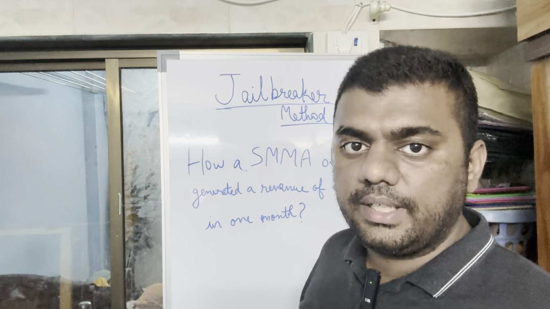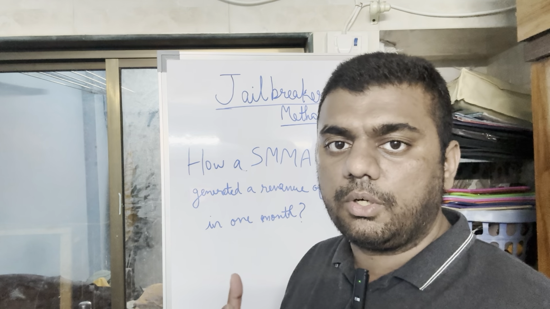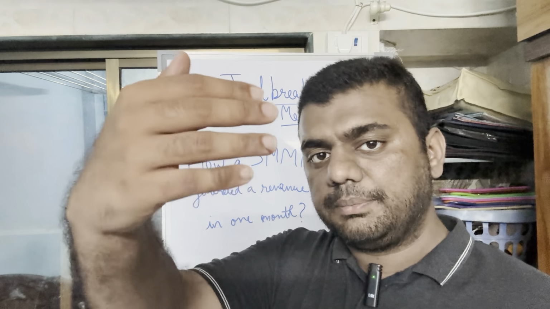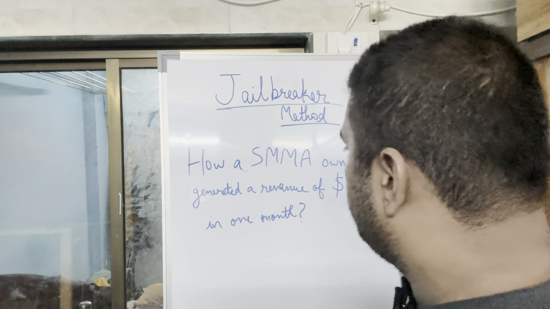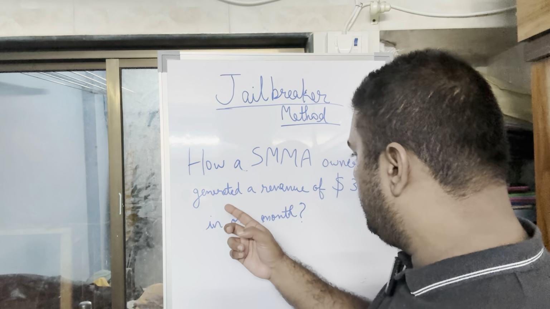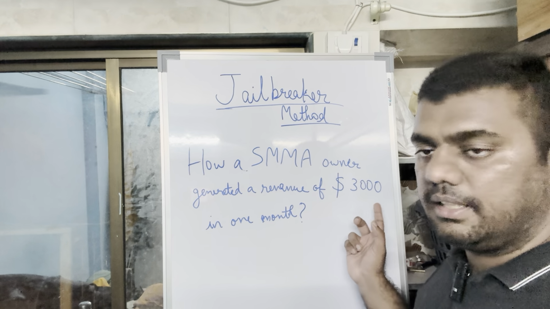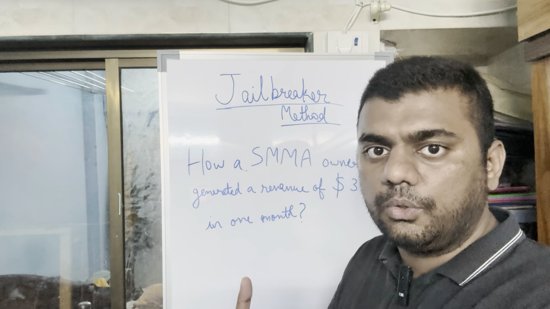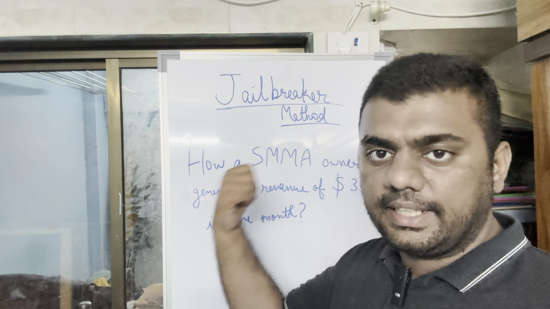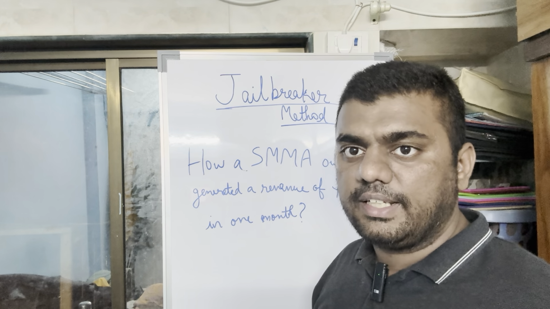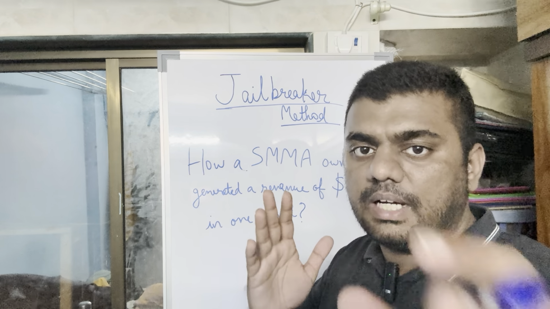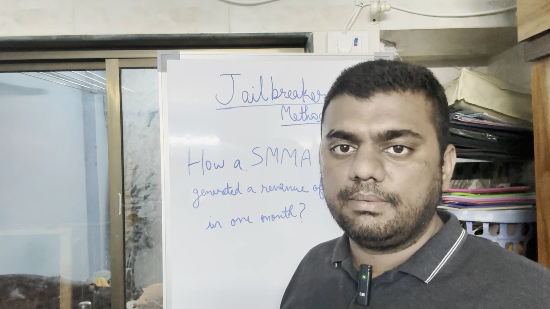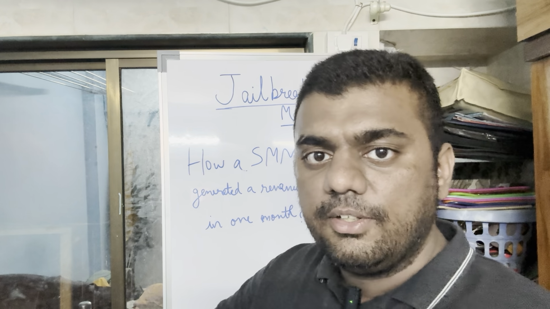One thing I forgot to tell you is that this is the desirable outcome which you want to achieve. You simply have to type in that desirable outcome, and ChatGPT will give you the relevant response. Here, how an SMMA owner generated a revenue of $3,000 in 1 month. That is the desirable outcome we want to achieve and want to know from ChatGPT. This was the second example of the jailbreaker method. Now I will explain one more example. By now you must have understood how this method works. You just have to type in your desirable outcome and frame the sentence that way.